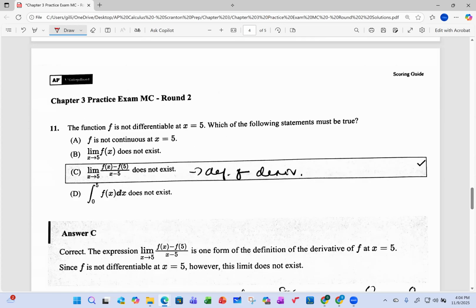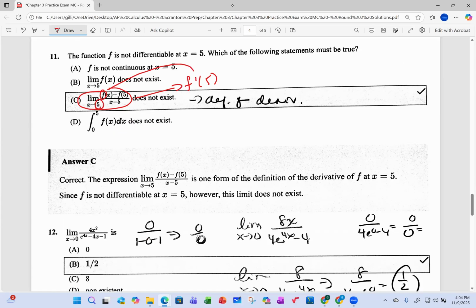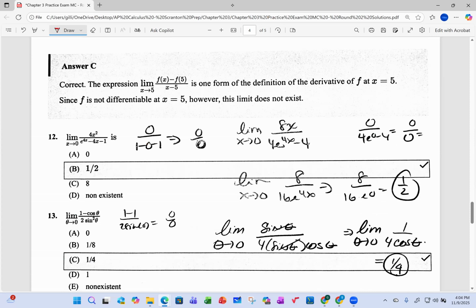In number 11, f is not differentiable, which means the derivative of f will not exist. Well, that's nothing more than your definition of derivative. This represents f prime at 5. It's the derivative of this function f, which is f prime, at 5. And D should never have been an option at this point.